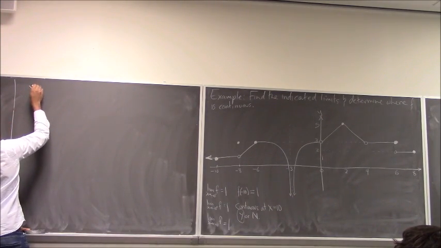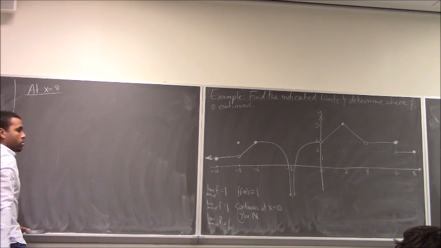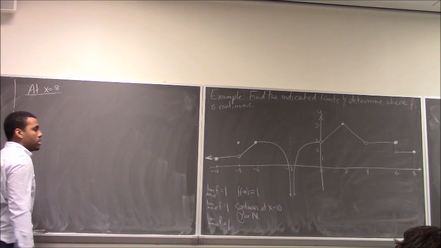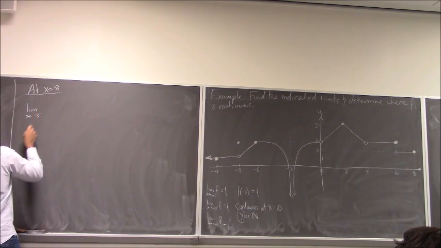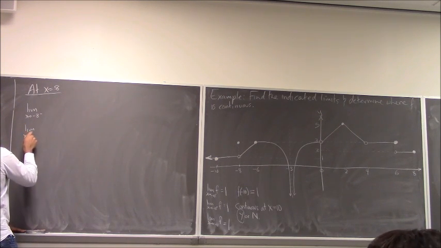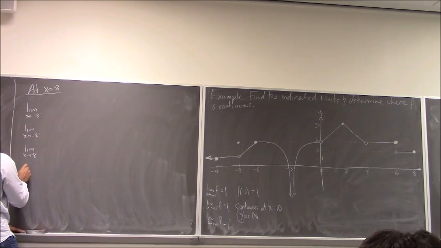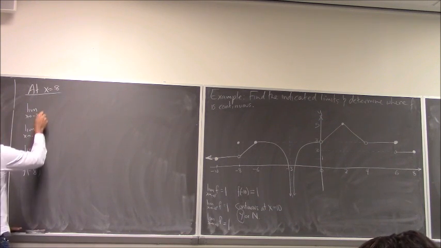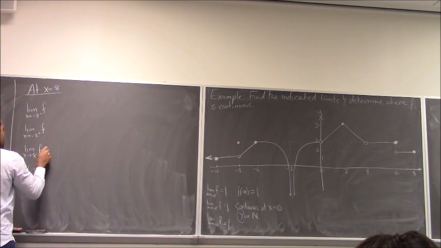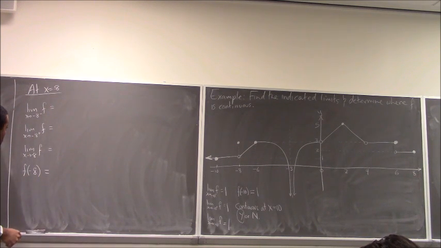Let's do the same thing at x equals minus 8. So we're going to look at the limit as x approaches minus 8 from the left, the limit as x approaches minus 8 from the right, the limit as x approaches minus 8, and we're going to look at the function defined at minus 8. And then we're going to make our conclusion.